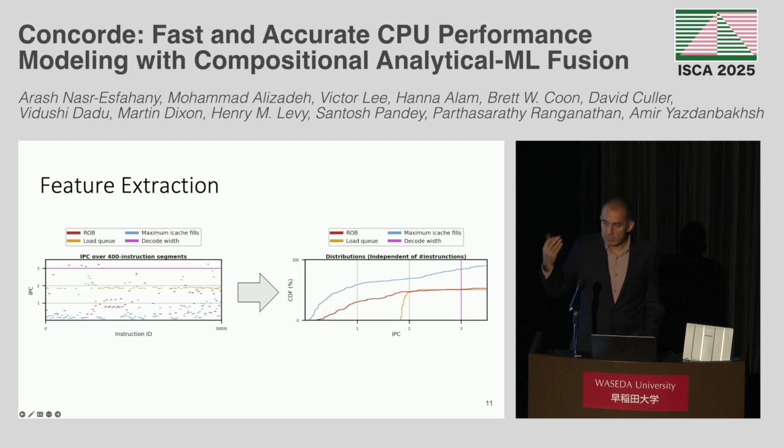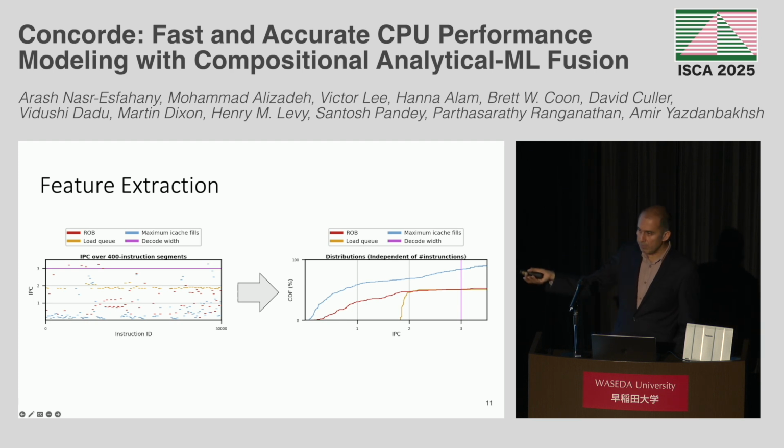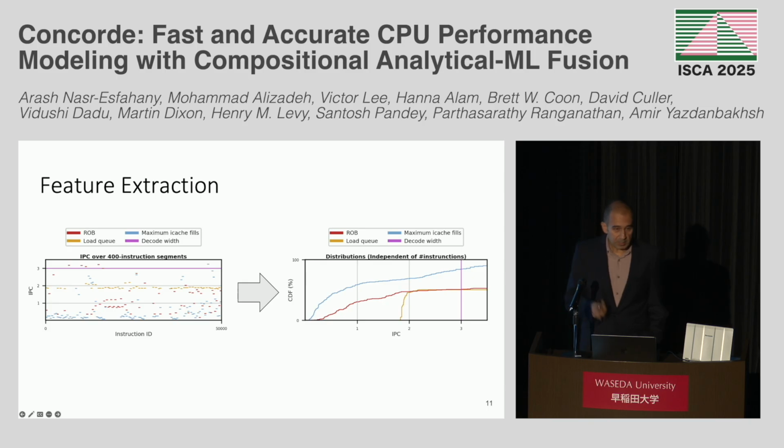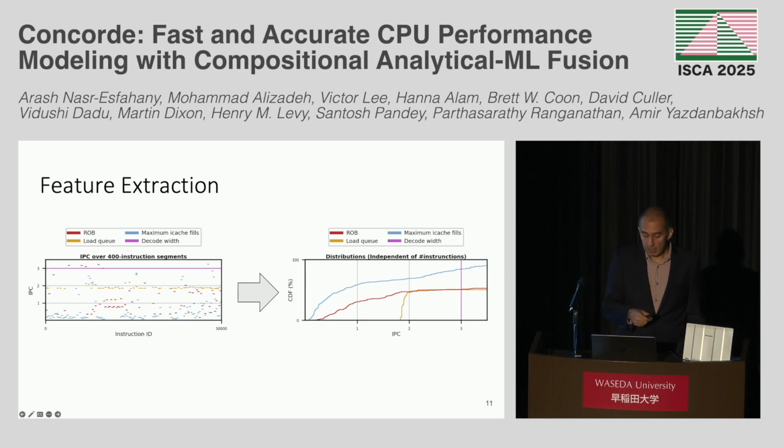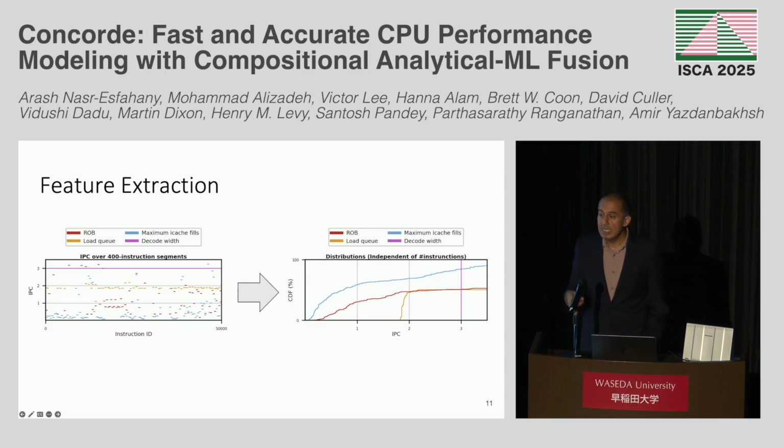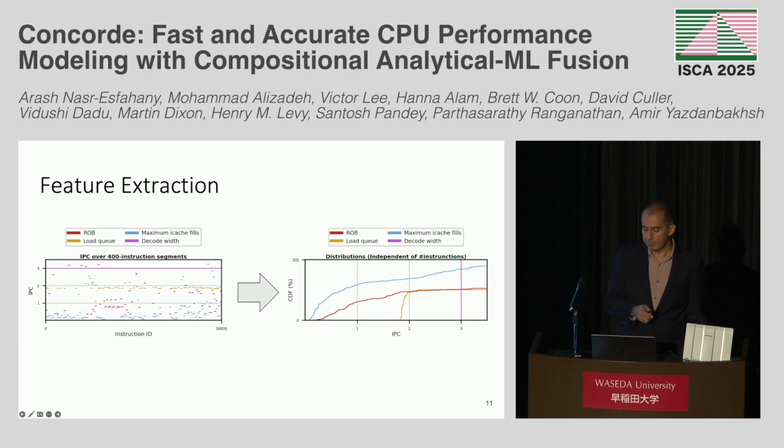Now, converting a time series to a CDF, as I mentioned, is lossy. It's not lossless. But as we will see later, this performance distribution still retains enough signal. It doesn't need to be perfectly accurate, just enough signal to predict the IPC accurately.